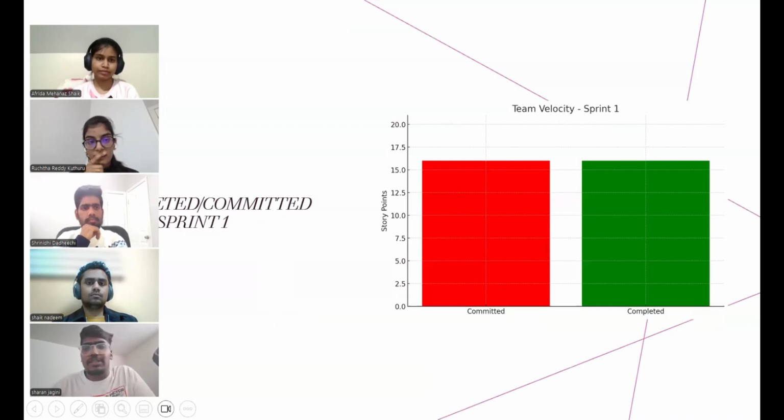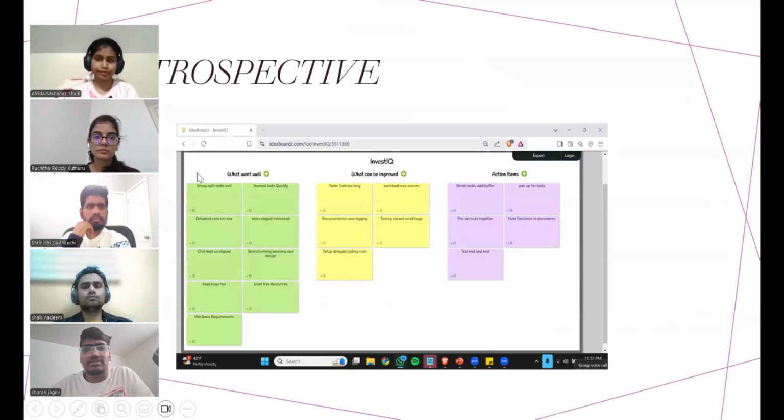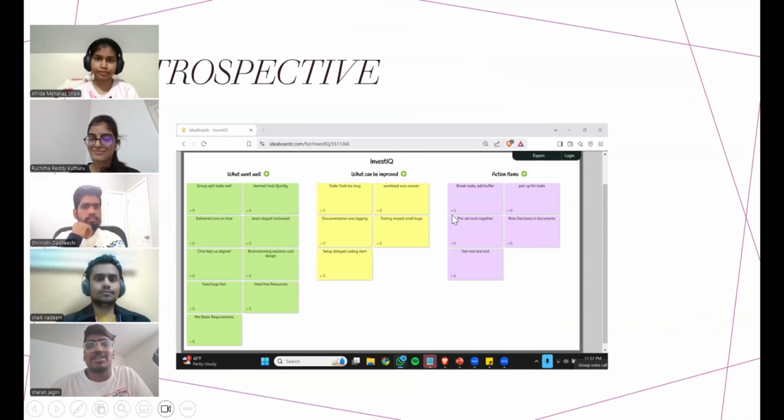Here is the visual representation of the committed versus completed story points. The red bar represents the committed story points, and the green bar represents the completed story points. This visualization confirms that we met all sprint goals as planned. Here, Mahida is going to continue the next slides. Here is our retrospective. Sorry, Mahida is going to start.